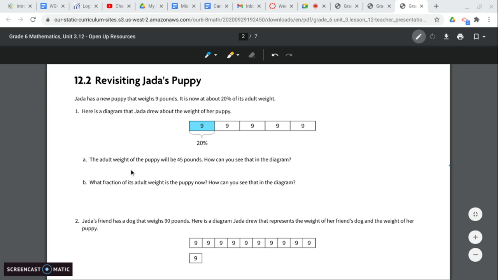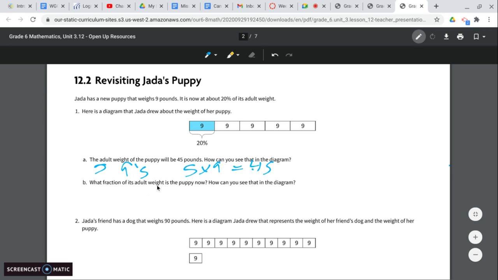The adult weight of the puppy will be 45 pounds. How can you see that in the diagram? So we can see that there are 5 9s, and 5 times 9 is 45. So that's how we can see that would represent the whole.